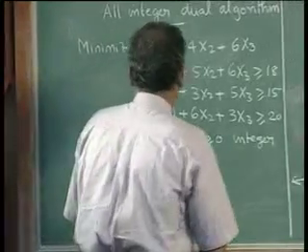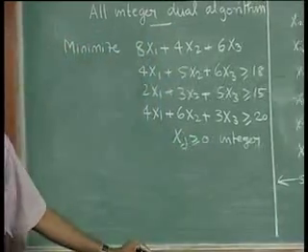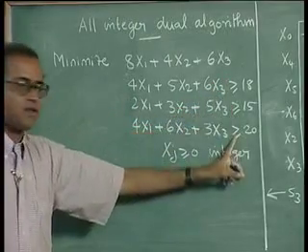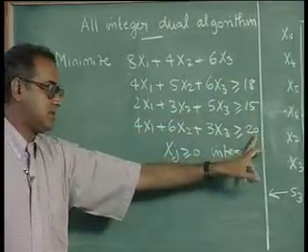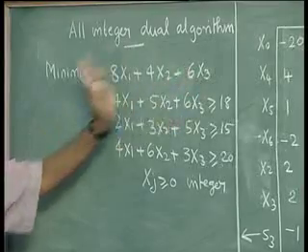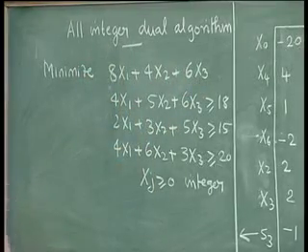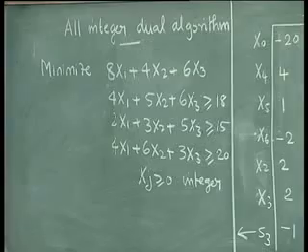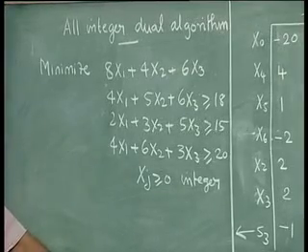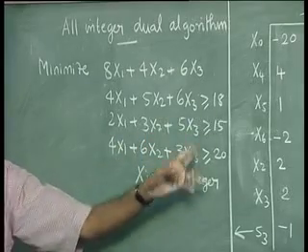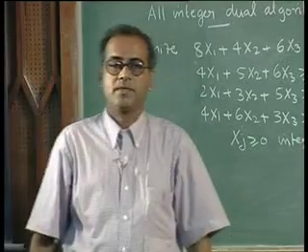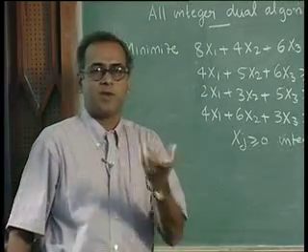Now the all integer dual algorithm is ideally suited for a problem which has a minimization, with all greater than or equal to constraints, of course non-negative right hand sides, and non-negative coefficients in the objective function. Whereas an all integer primal algorithm is suited to solve the dual of this problem, which is a maximization problem, with all constraints less than or equal to and a non-negative right hand side and all objective function coefficients non-negative. Now what will happen if we have a mixed problem?